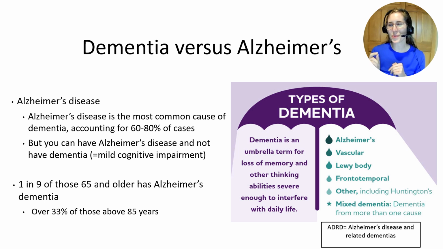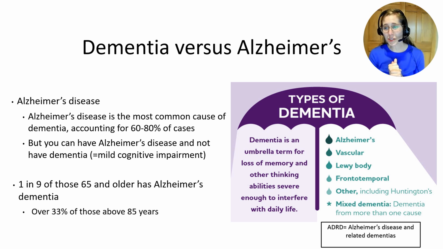But just to make things more confusing for us, you can have Alzheimer's disease and not have dementia. And again, this comes into play with this intermediary diagnosis that we'll talk more about called mild cognitive impairment, or MCI. And we will dive deeper into that in a few more slides. You can see, though, that there are other different causes of dementia, including vascular dementia, Lewy body dementia, etc., which can all be bundled into a term of Alzheimer's disease and related dementia, or ADRD.